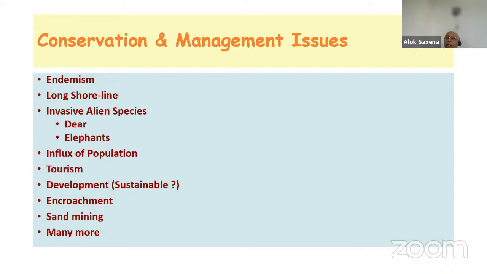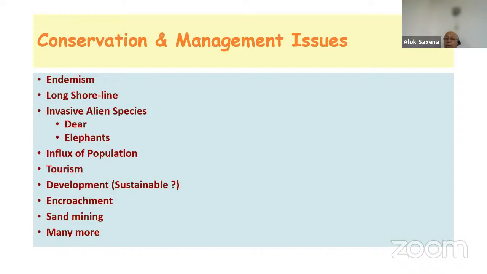So what was happening? A lot of goats became feral. You might not have heard about the feral goats. They are found only on two islands: one is Narcondam, another is Barren. Barren Island is the only active volcano in India, and it is believed that these goats drink salt water.